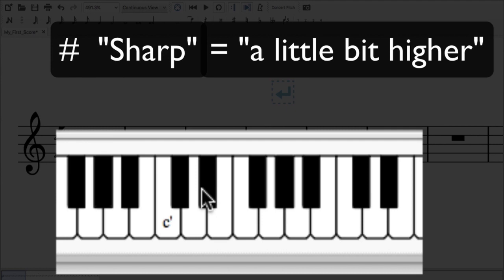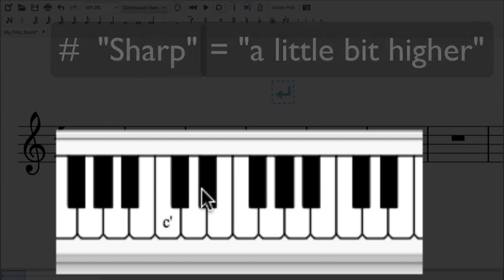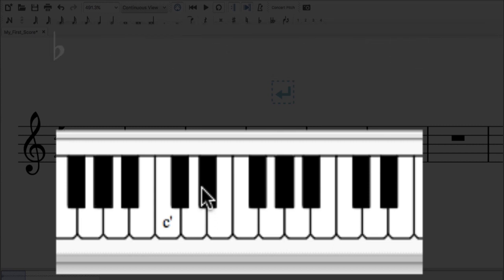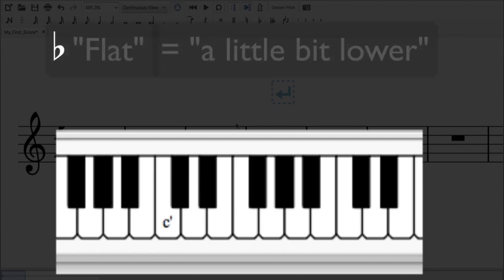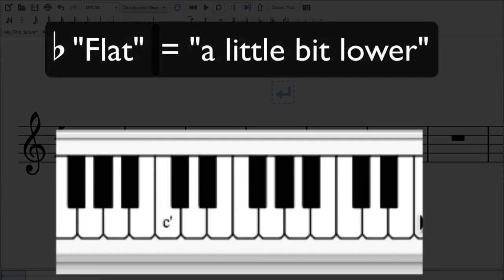Now, here's the somewhat confusing part. We have another symbol. We have this symbol that means flat. Flat means a little bit lower. So sharp means a little bit higher, and flat means a little bit lower, right? Easy enough. However, what that means is if we go back to this note, we know that we can call this a C sharp because it's C a little bit higher. But we can also call it a D flat.